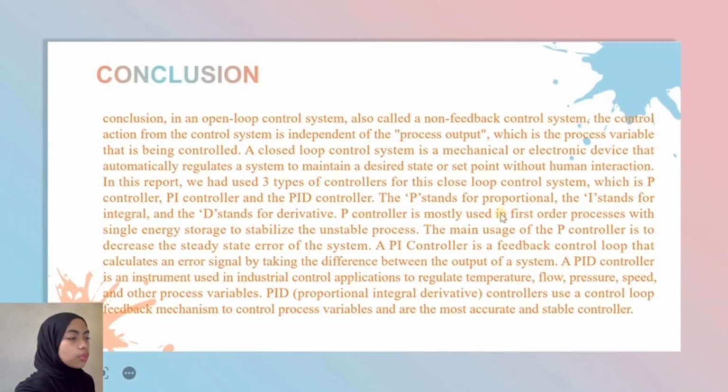The P controller is mostly used in first order processes with single energy storage, and it is used to decrease the steady state error of the system. The PI controller is a feedback control loop that calculates an error signal by taking the difference between the output and the system. The PID controller is used in industry control applications to regulate temperature, flow, pressure, speed, and other process variables. PID controllers use a control loop feedback mechanism to control process variables and are the most accurate and stable controllers.